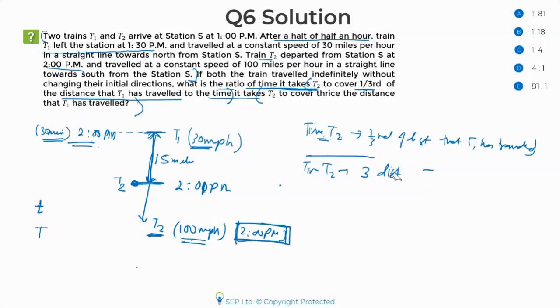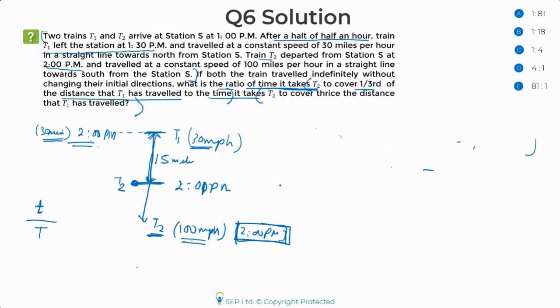So I'm going to set up my equation. Now I know what I need in the numerator and what I need in the denominator. I need small t by T. If I assume small t as the time it takes T2 to cover 1/3 distance, distance is basically speed multiplied by time. So I'll say 100 multiplied by t. This is the distance covered by T2. This is 1/3 of the distance covered by T1. And notice I'm talking about from 2 p.m. So T1 has already covered 15 miles, and at a speed of 30 miles per hour, in t time starting from 2 p.m., this train would cover 30 times t. So in t time, T2 is covering 100 times t, T1 is covering 30 times t, and it had already covered 15. So the total distance T1 has covered is 15 plus 30 times t.